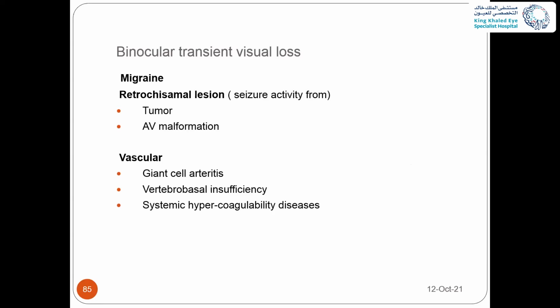We are going to rule out, is it migraine? But migraine is a diagnosis of exclusion. We have to rule out retrochiasmal lesion like tumor, AV malformation, seizure activity, vascular causes like giant cell arteritis, vertebrobasilar insufficiency, especially if the patient has bilateral simultaneous loss of vision. So we will think of vertebrobasilar insufficiency and systemic hypercoagulable disease.